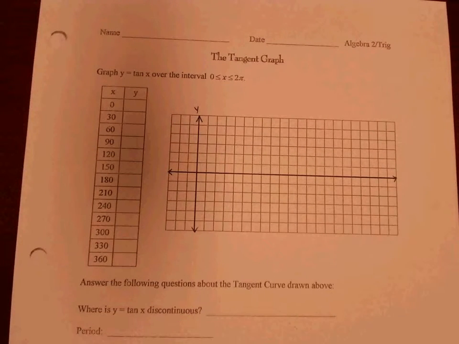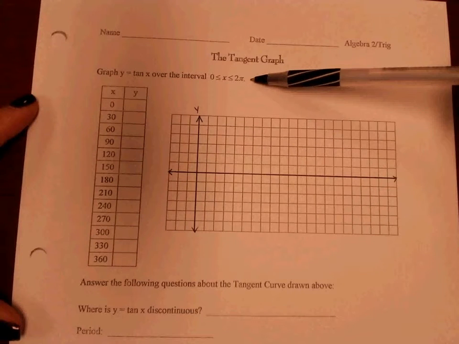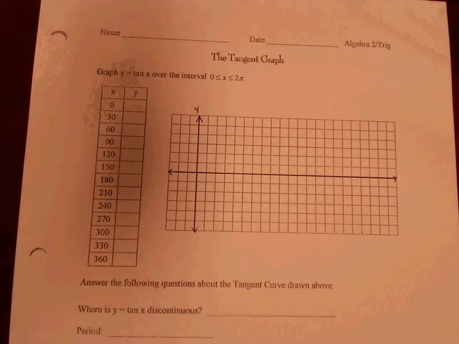You're going to see exactly what I mean as we start to graph this. So if you look down at the worksheet that you have in front of you, I'm asking you to graph y equals tan of x over the interval from 0 to 2 pi. This looks very similar to everything else that we've graphed so far. 0 to 2 pi is 0 to 360, it's full circle. So we're going to set it up just like we normally do.